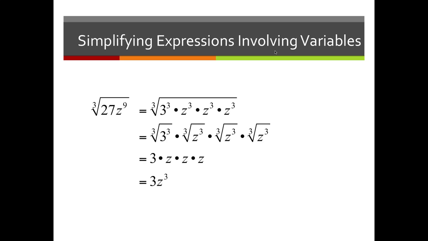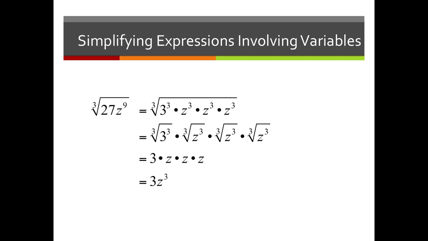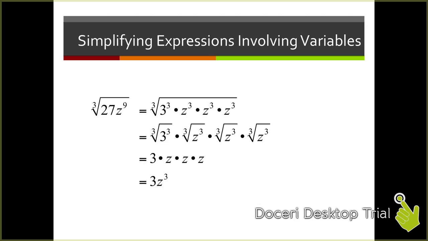Now with the z's, I actually have 9 z's. Z to the 9th means I'm multiplying z 9 times. So if I start grouping those into groups of 3, you'll notice that I have 3 different groups of 3 z's. So you can see here I have one group of 3 z's, 2 groups of 3 z's, 3 groups of 3 z's, and that makes up my 9 z's total.